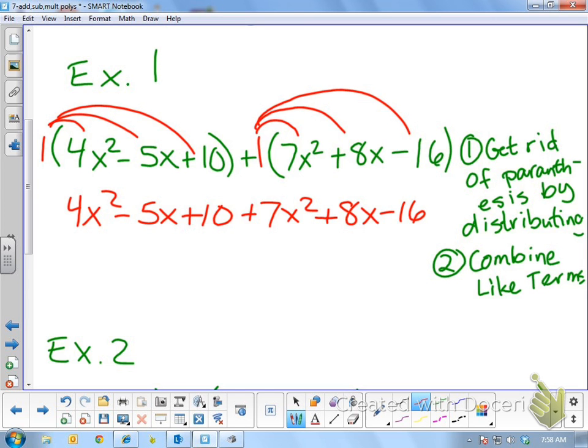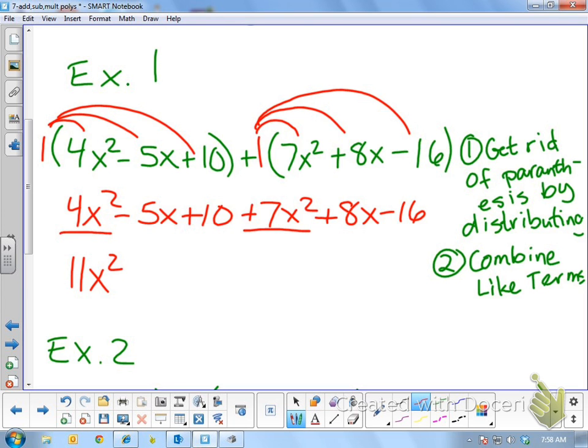So we need to now just combine like terms. Once we've gotten rid of the parentheses, now I'm just down to what's in common. So if I look at 4x squared, what's in common with 4x squared? 7x squared. We add those together. 4 plus 7 is 11x squared.